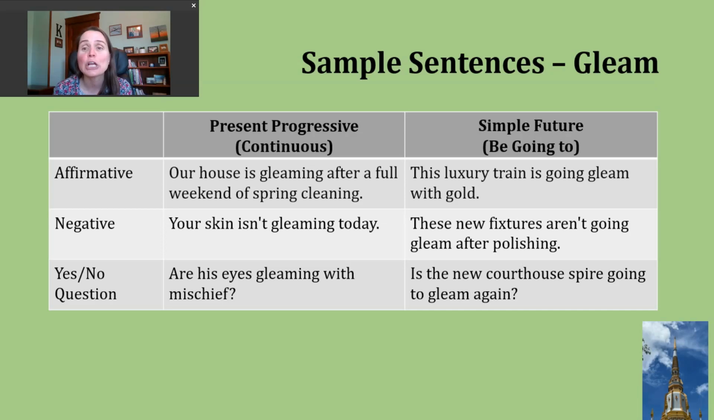Now, let's take a look at a yes or no question in the simple future. To do this, start with your form of be, whatever form matches your subject, that comes next, followed by going to and our base verb. Here's another example. Is the new courthouse spire going to gleam again? So spire might be a slightly new word, so I've included a picture down in the bottom right-hand corner of the screen. Kind of a decorative element that exists on some buildings.